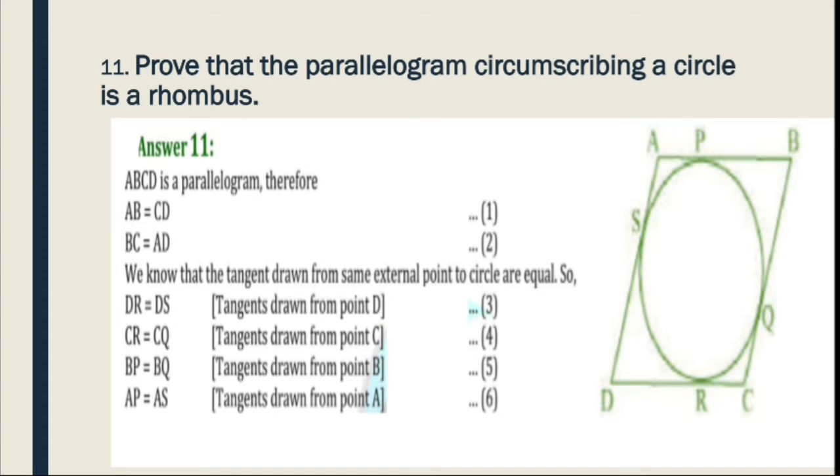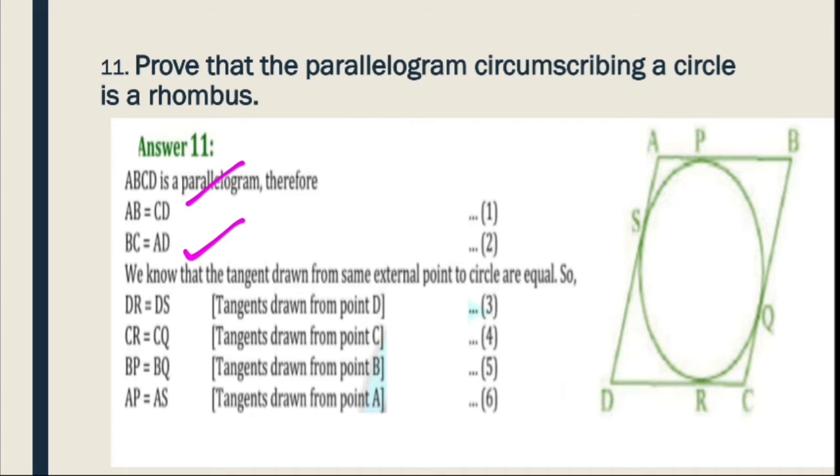Prove that the parallelogram circumscribing a circle is a rhombus. So here ABCD is a parallelogram which circumscribes a circle. So from the diagram you can say that A, B, C, D are the external points of the circle. And also since ABCD is a parallelogram, opposite sides will be equal. That's why AB is equal to CD and BC is equal to AD. So AB is equal to CD, BC is equal to AD. You are getting these two equations.